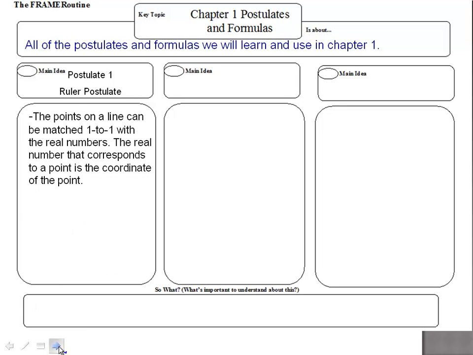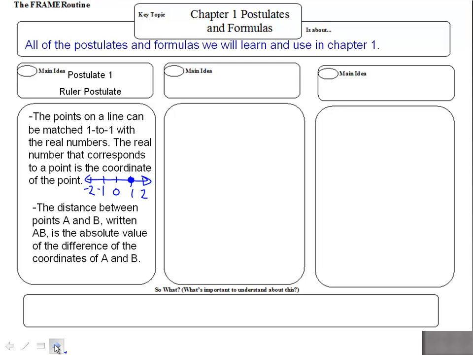It says the points on a line can be matched one to one with the real numbers. The real number that corresponds to a point is the coordinate of the point. Pretty basic one, just saying we can make a number line. So here's a number line, and we can put points on that. And that point I just made coordinates with the number 1. So that's all that one is saying.